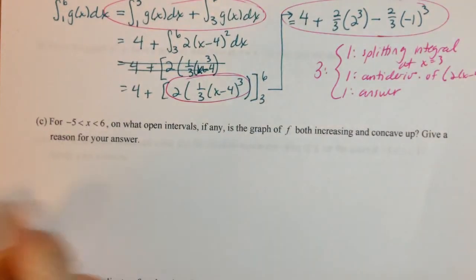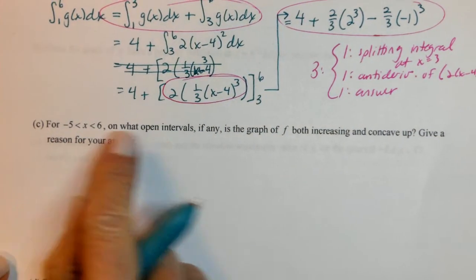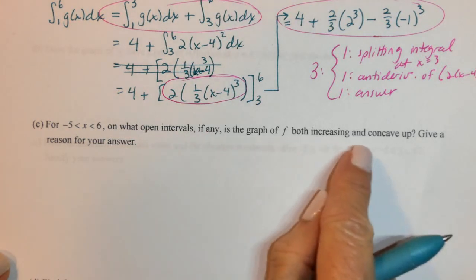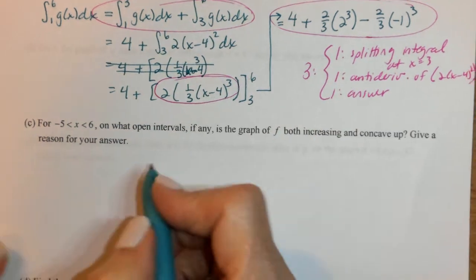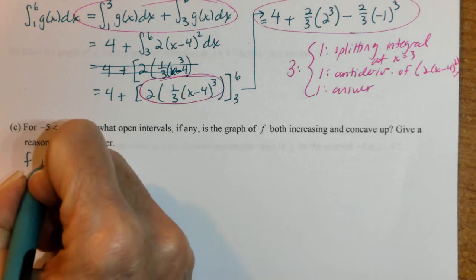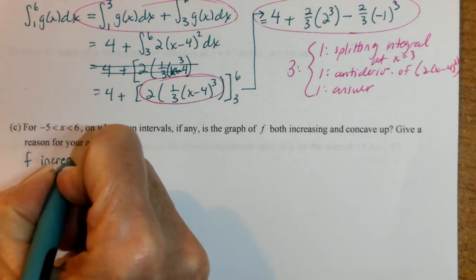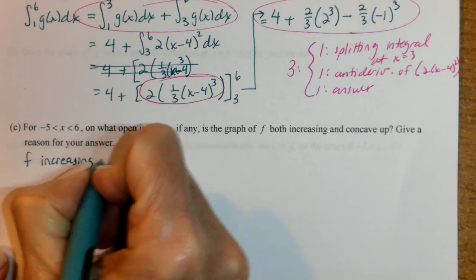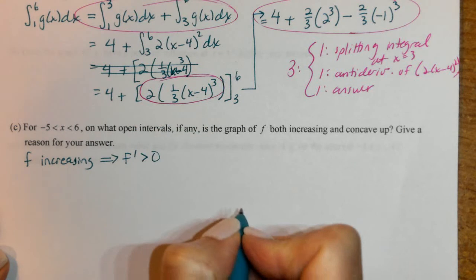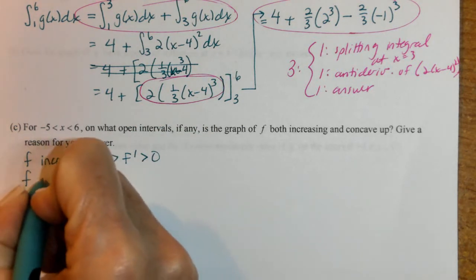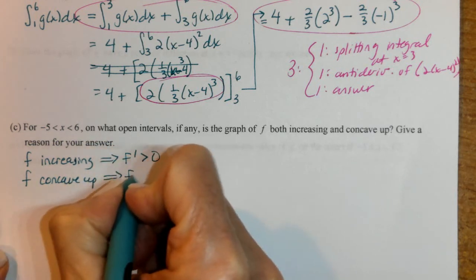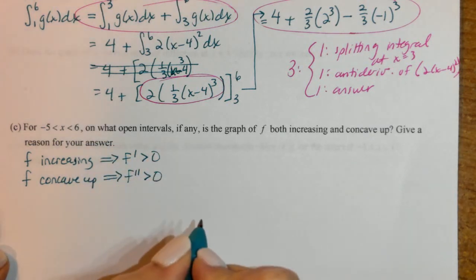Part C. For negative 5 to 6, on what open intervals, if any, is the graph of f both increasing and concave up? Well, f in general, f is increasing when f prime is positive. F is concave up when f double prime is positive, right?